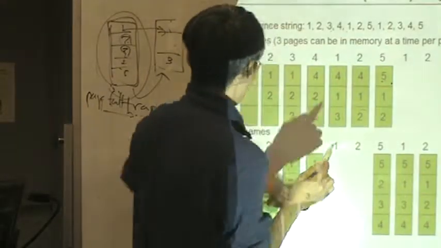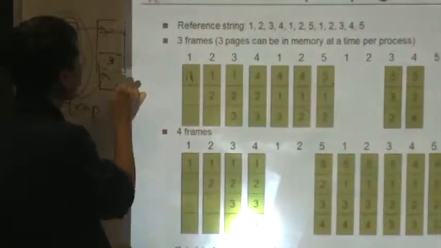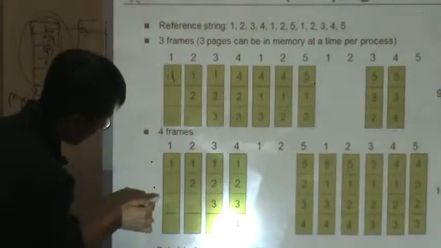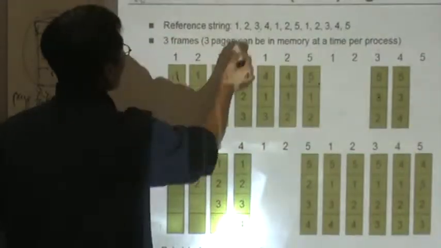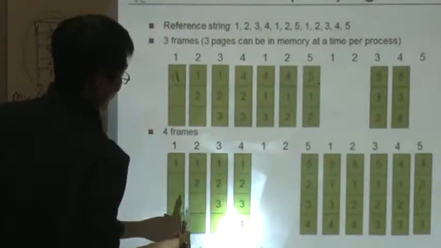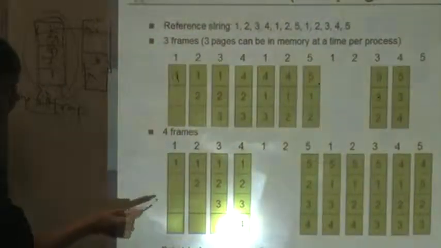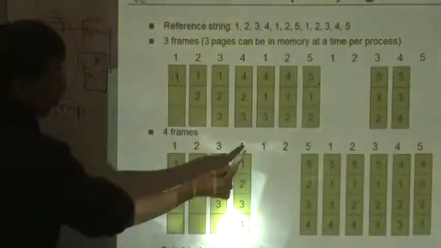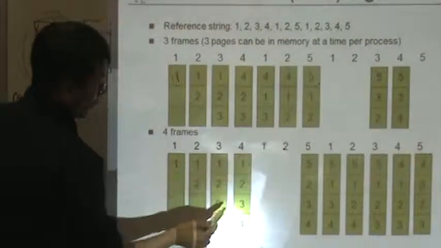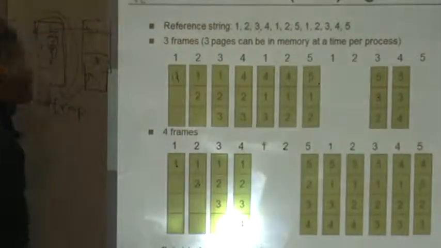Okay. What if we have a little bit bigger size of the memory, 4 frames? So we have bigger size, but we will use the same reference string. So 1, 2, 3, 4. Okay, no problem up to this one. And 1 will be reused. 2 will be reused. 5, we do not have 5.